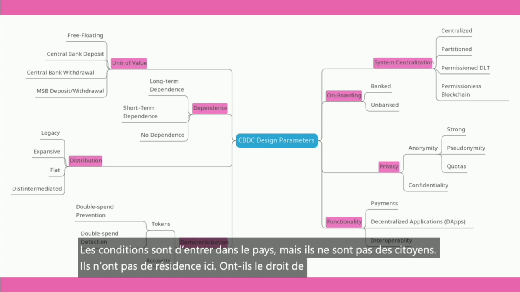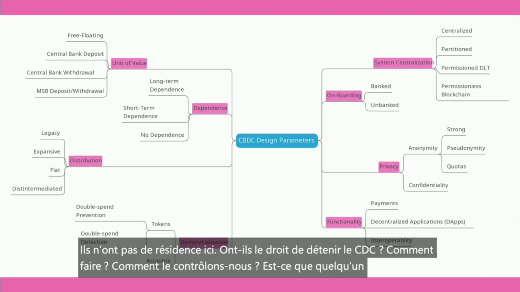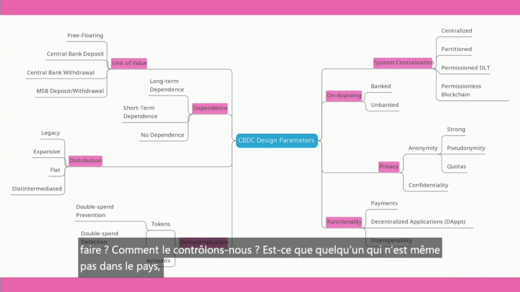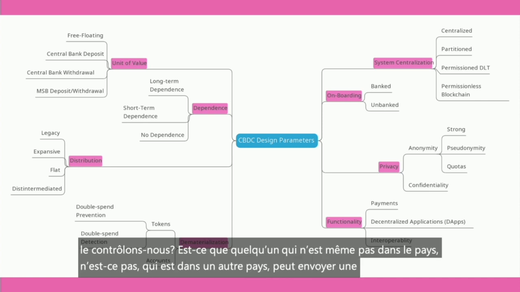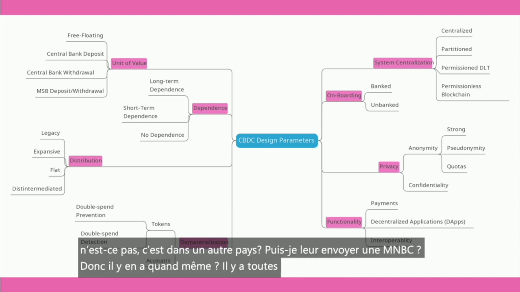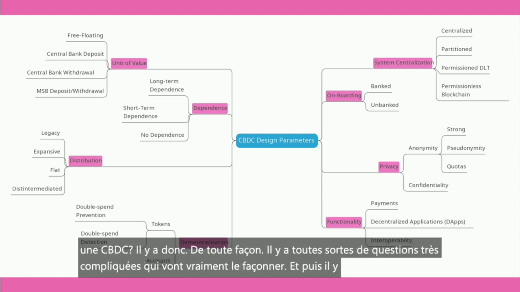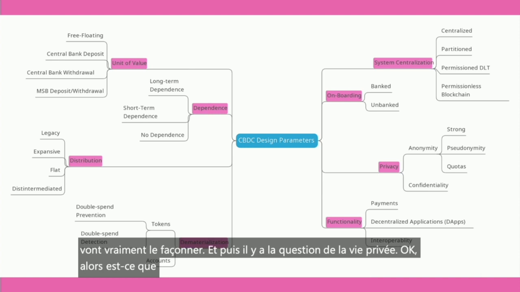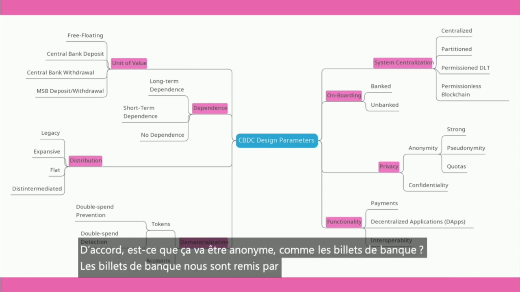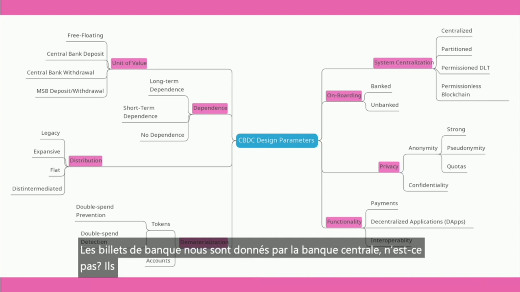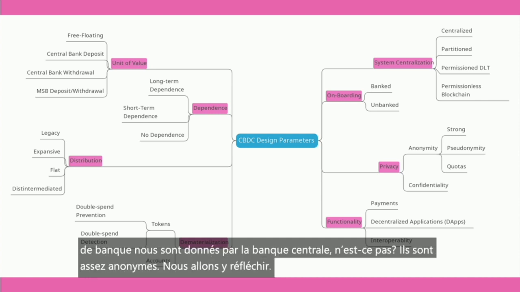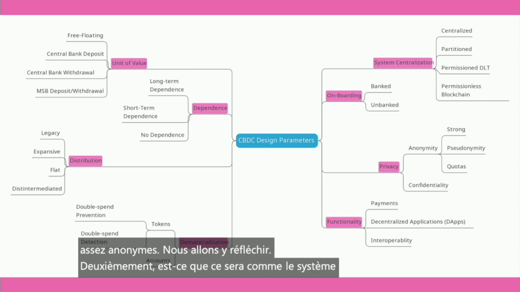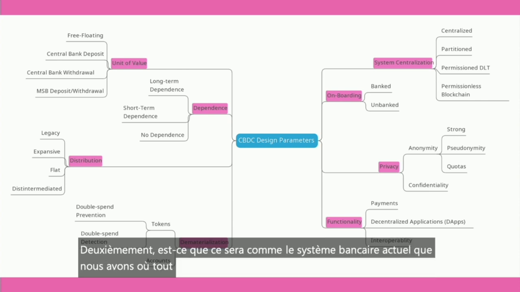How do we control it? Can someone who's not even in the country, that's in another country, can I send CBDC to them? So there's all sorts of really complicated questions that are really going to shape it. And then there's the question of privacy, okay? So is this going to be anonymous like banknotes? Banknotes are given to us from the central bank, right? They're fairly anonymous. We'll think about that in a second. Or is it going to be like the current banking system that we have, where everyone's identified, all transactions are traceable, they're reversible if necessary?